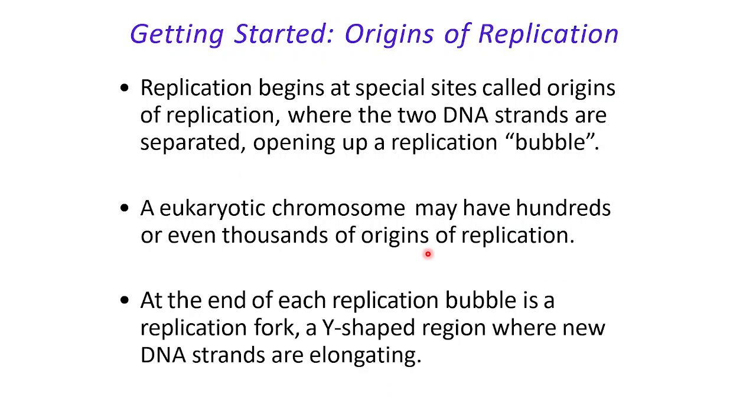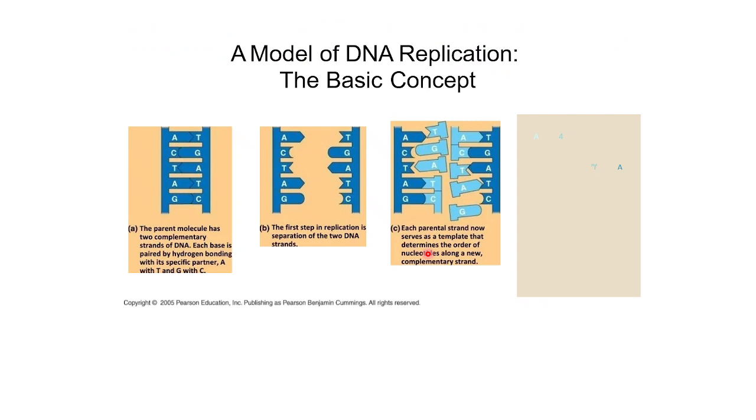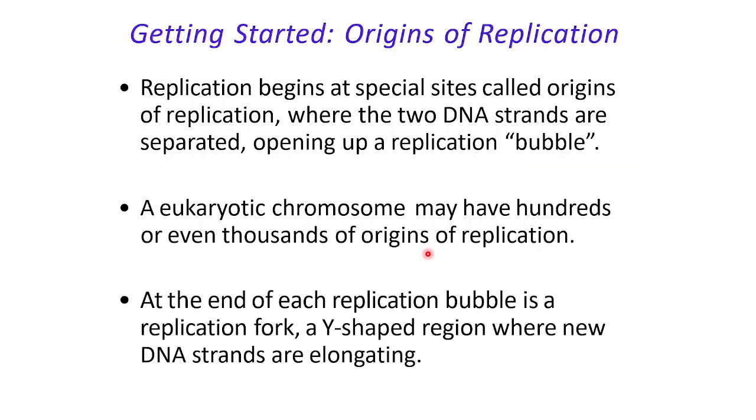To get started with DNA replication, the basic concept is that the base pairing rule has to be followed. For a replication to originate, there should be an origin of replication within the DNA. Replication begins at special sites called origins of replication, where the two DNA strands are separated, opening up a replication bubble.